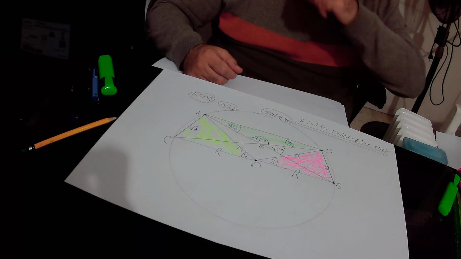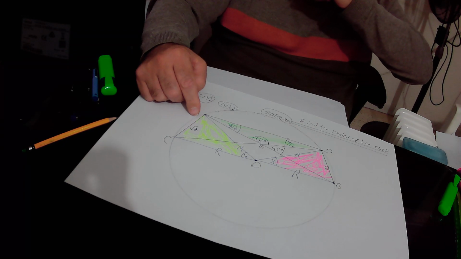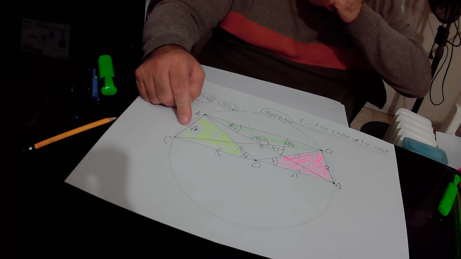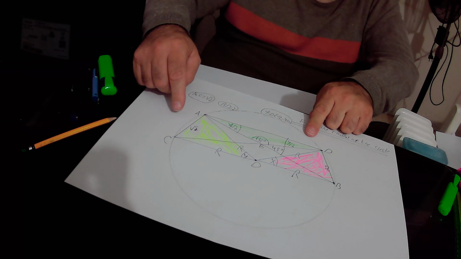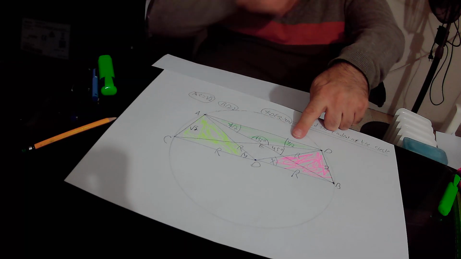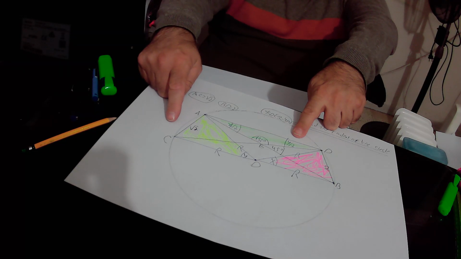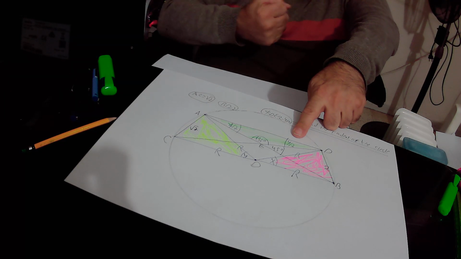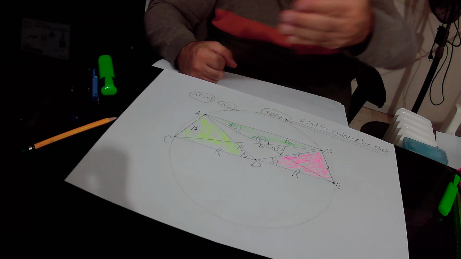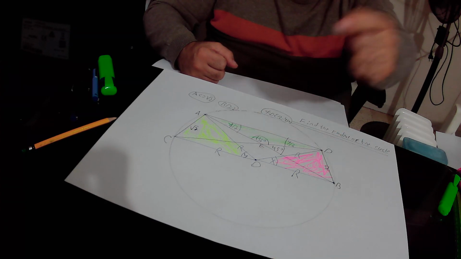Then we focus on this chord called AC. In this chord called AC, we have peripheral angle ADC. This peripheral angle ADC that rests on chord AC equals y over 2 according to our definition. Therefore, the central angle AOC that rests on the same chord must be twice as big as the peripheral angle y over 2, so it must be equal to y.